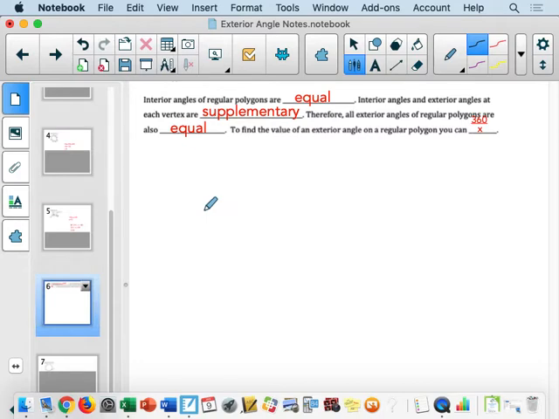So interior angles are equal in regular polygons. Interior angles and exterior angles at each vertex are supplementary. That's your term for adding up to 180, or a linear pair. Therefore, the exterior angles of a regular polygon are equal. So to simply find each, we know that all the exterior angles equal 360. All we have to do is divide by n, or the number of sides.